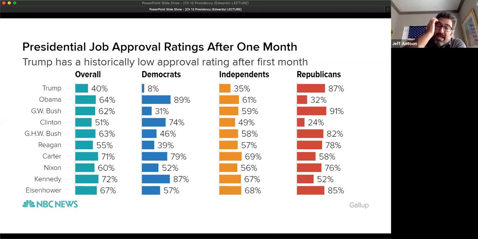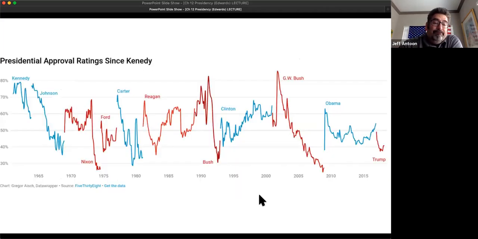He's at 40%. And you can see, look at the difference between Democrats and Republicans. Obama, 64% in the first month, 89% Democrats, and 32% Republicans. It is so partisan, it's disgusting to look at this and say we're Americans. It's like 2 different countries, however you want to look at that. Okay? Approval rating since Kennedy, and they spelled Kennedy wrong. I don't know if you noticed this. Minus points for them. So you can see Kennedy, presidents usually start out higher and then end out lower.